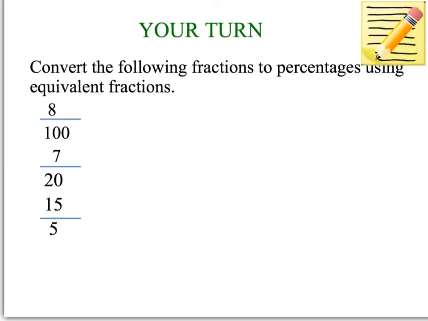Alright, so the first one, that's pretty easy. It's already out of 100, so it's 8 out of 100, which is 8%. Now the next one we have to convert to hundredths. So 20 times 5 is 100, so we have to do 7 times 5 is 35. Therefore, 35 out of 100 is 35%.